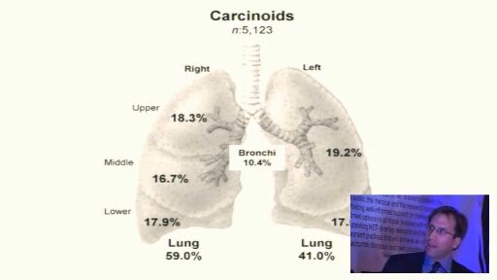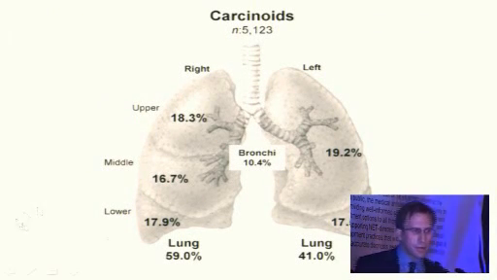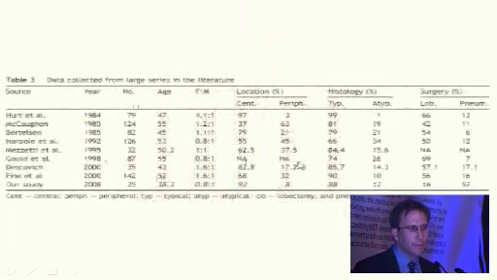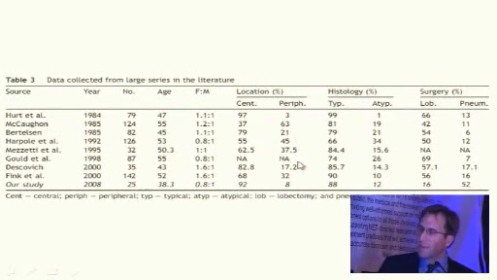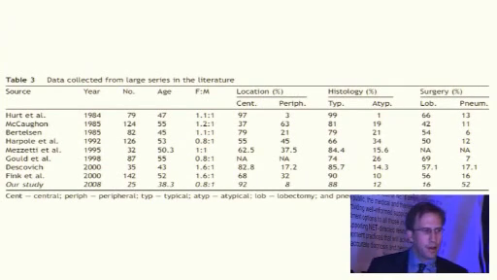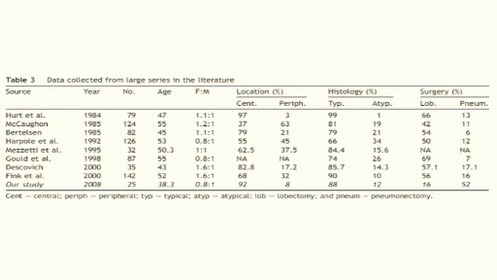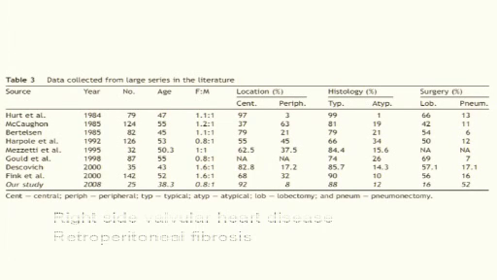You can see the frequent localization of the carcinoid tumor in the lung. And those are different recent series of bronchial carcinoid tumor. And you can see it's a rare tumor because the biggest series is about 140 patients in 2000. So you don't see a lot of those, maybe 3 or 4 a year, something like this.